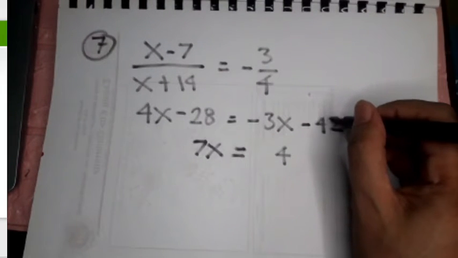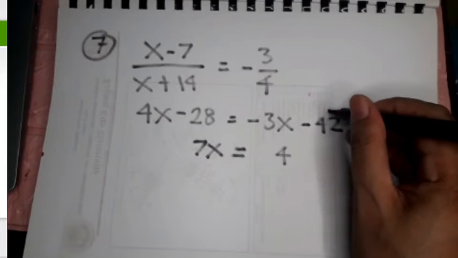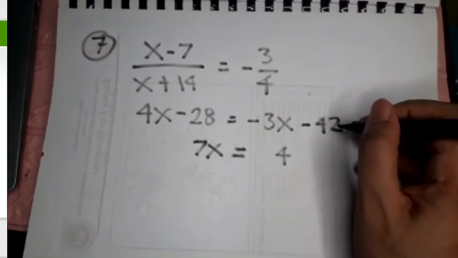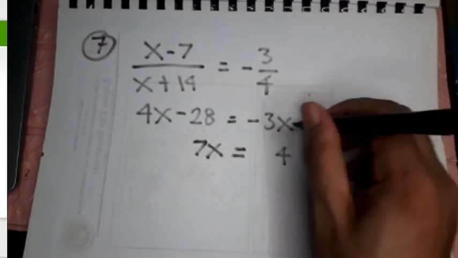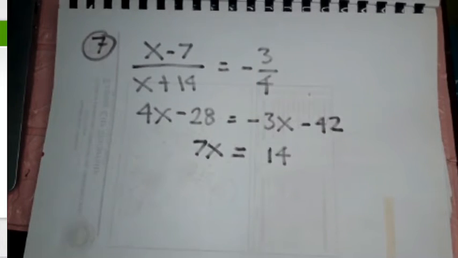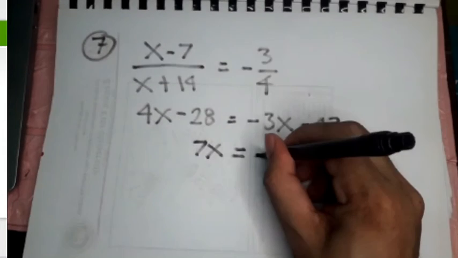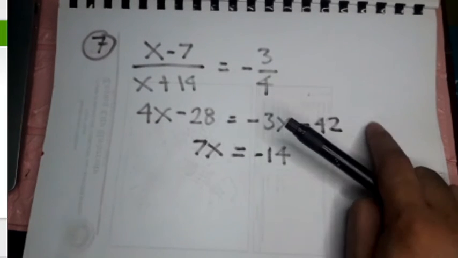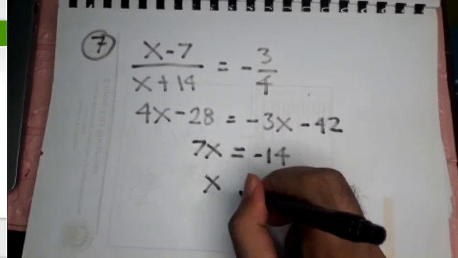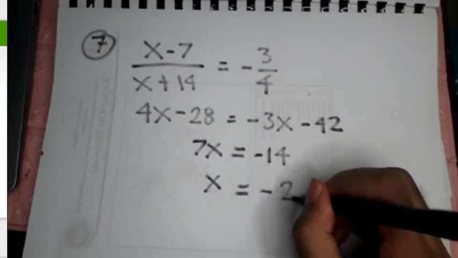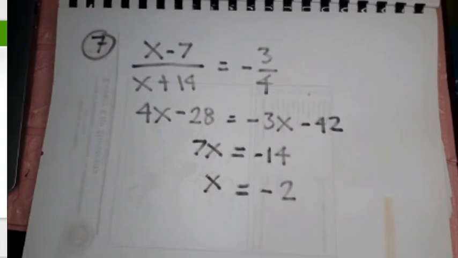12 minus 8 is 4. And then it will become 3. 3 minus 2 is 1. So, this is negative because 42 is greater than the 28. It will become negative 14 if you put that on the other side. So, therefore, x will become negative 14 divided by 7. That is negative 2. So, our answer is negative 2.